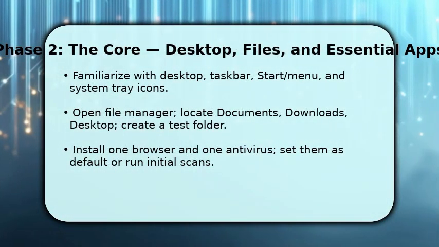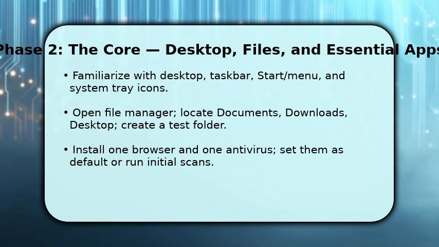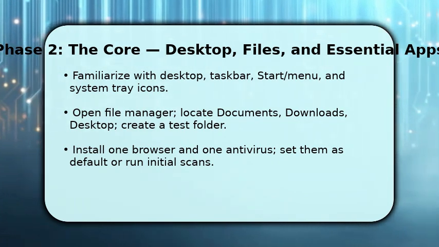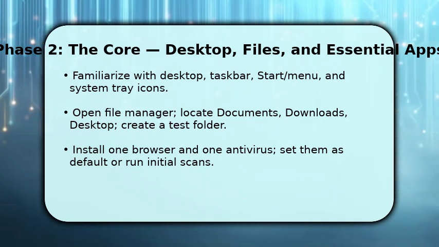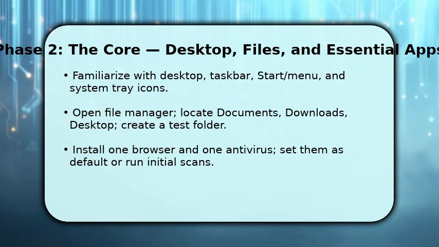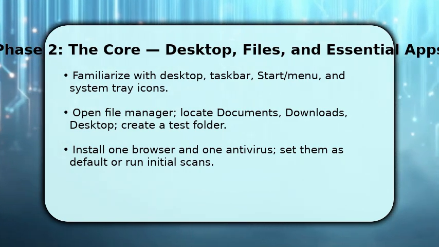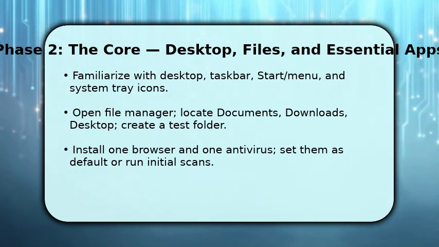You land on the desktop and explore. Identify the Start menu, taskbar, and notification area so navigation becomes predictable. Open the File Manager, locate the Documents and Downloads folders, then create a test folder and save a simple file to confirm write access. Install a reliable browser and an antivirus or enable built-in protection.